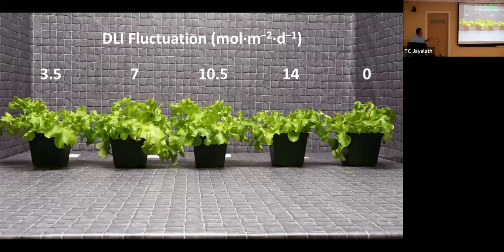So to show it more clearly, this is average looking plant from our greenhouse study from DLI fluctuation 3.5 up to 10.5. There were no differences. You can see 7 to 10.5 is pretty similar, and then 10.5 to 14, you can see the plant is much smaller. So from this study, we can safely have DLI fluctuations up to 10.5 without reducing the plant growth.